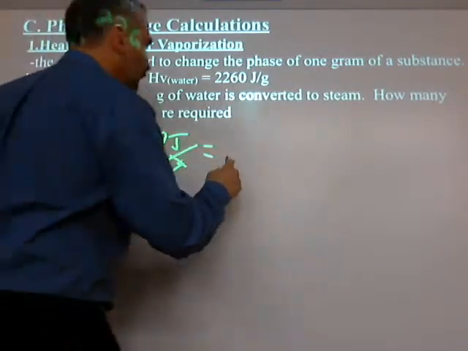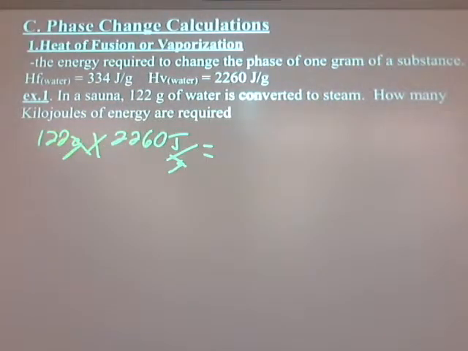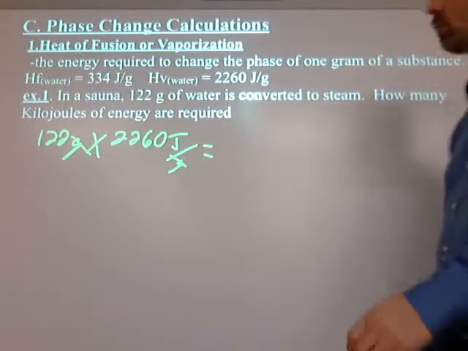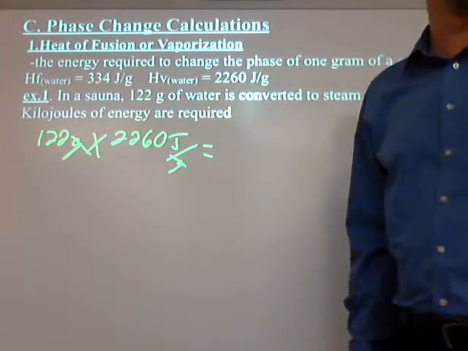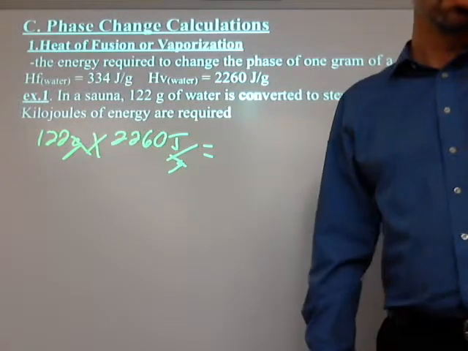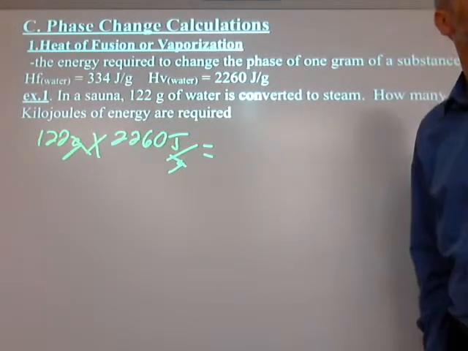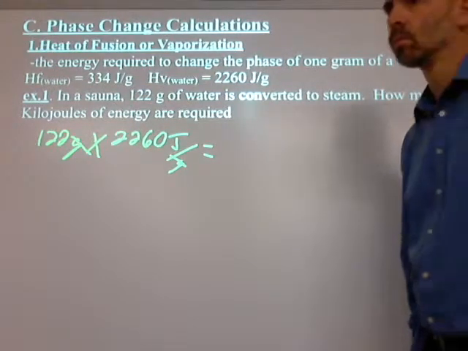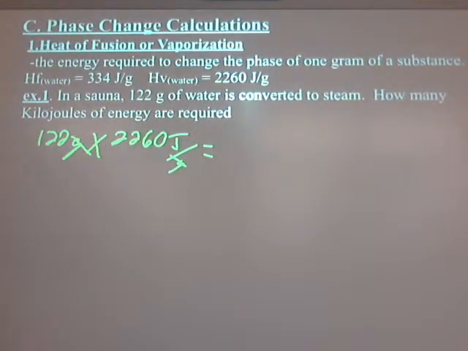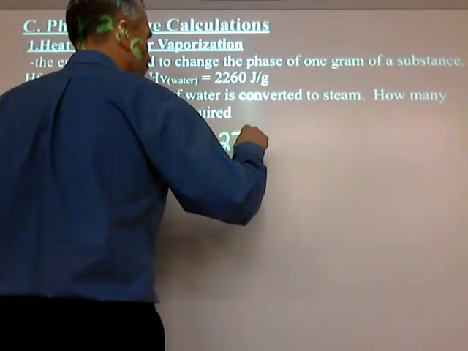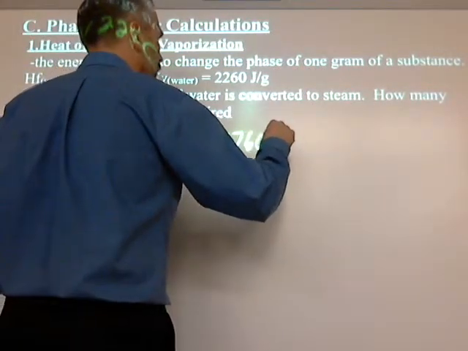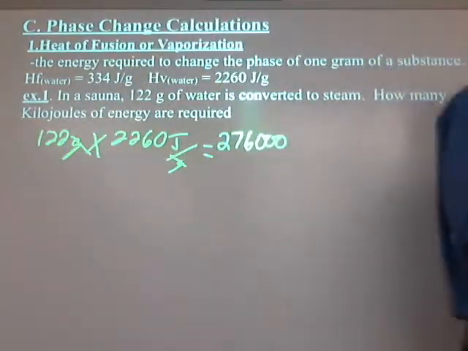Grams will cancel and give you what? Do that on your calculator. What do you get? You should have three significant figures for your answer. What did you get, Zach? 276,000. Anybody else get that? Okay. Does that look good there, everybody?